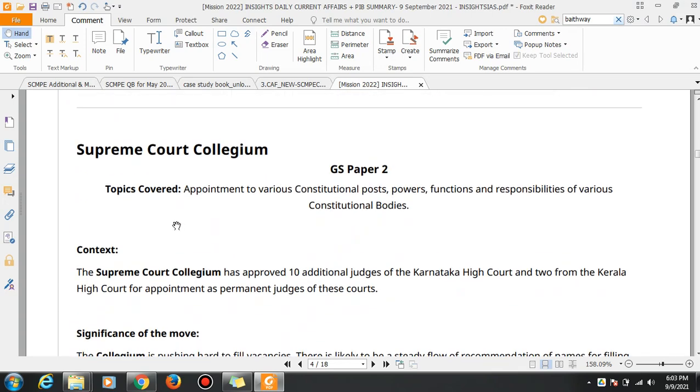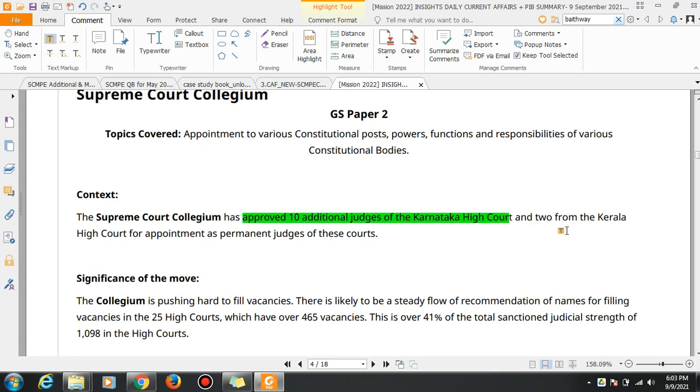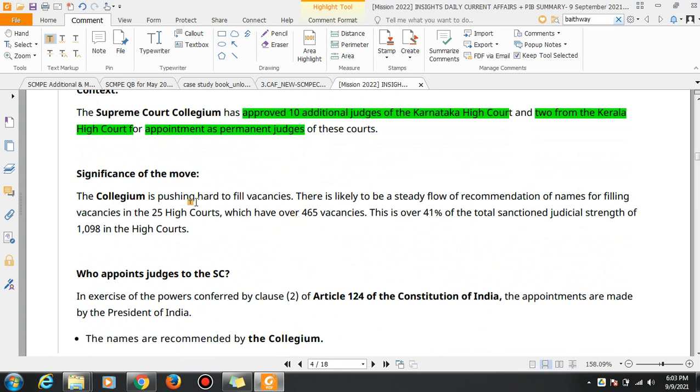Supreme Court Collegium. The Supreme Court Collegium has approved 10 additional judges of the Karnataka High Court and 2 from the Kerala High Court for appointment as permanent judges of these courts. The Collegium is pushing hard to fill the vacancies. This is likely to ensure a steady flow of recommendations of names for filling the vacancies in the 25 high courts, which have over 465 vacancies. This is over 41% of the total sanctioned judicial strength of 1098 in the high courts.